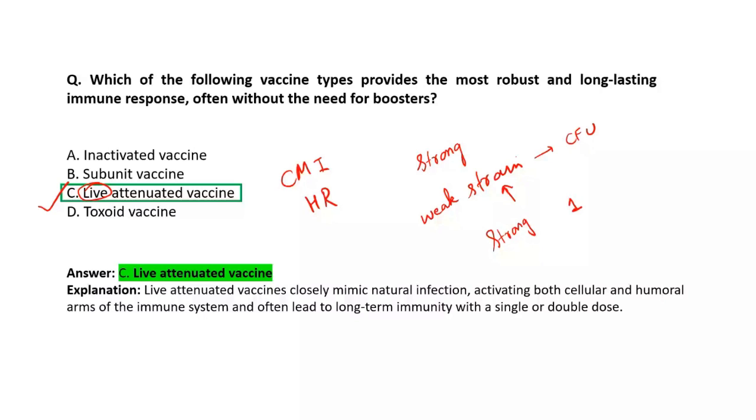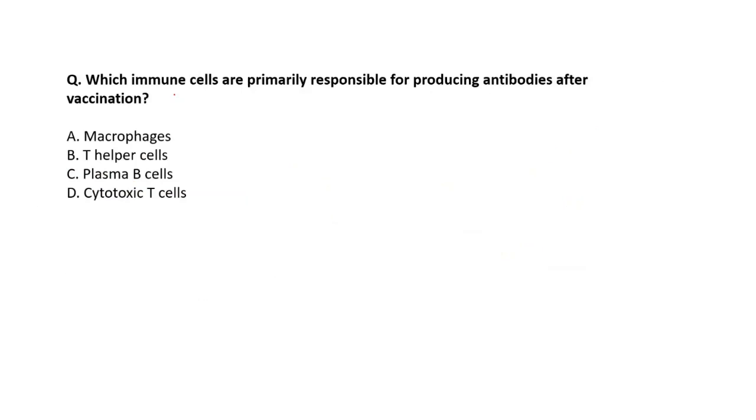Thank you. Now, next question. Which immune cells are primarily responsible for producing antibodies after vaccination? Macrophages, T helper cell, plasma B cell, TC cell.